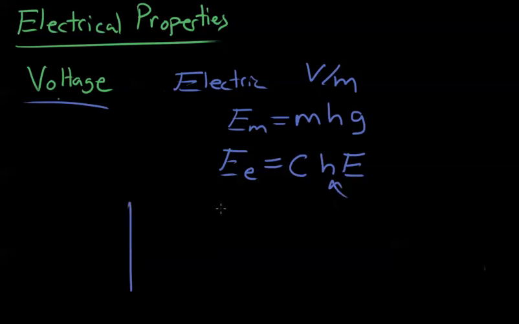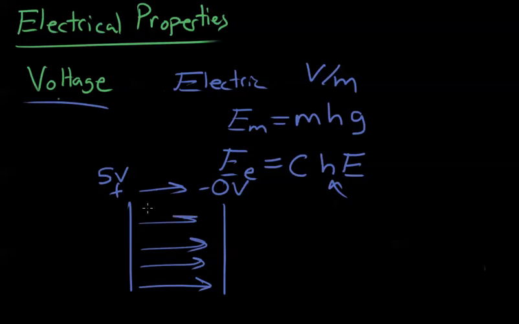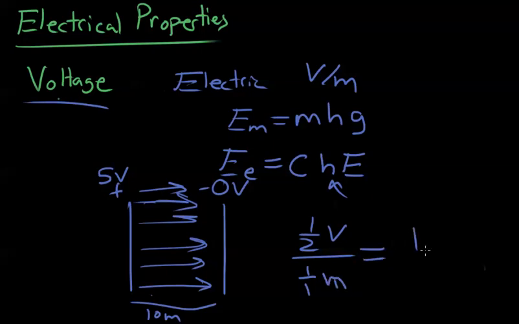So if we have two plates, and we have one at 5 volts, one at 0 volts, or we could say that's ground, we're going to have a potential difference. We're going to have electric field lines going from positive to negative. And these electric field lines have the units of volts per meter. So how many volts do I change if I go 1 meter? Let's say this is 10 meters. So every meter I go, I'm going to drop half a volt. So we have 1/2 volt per meter. And that is the electric field.